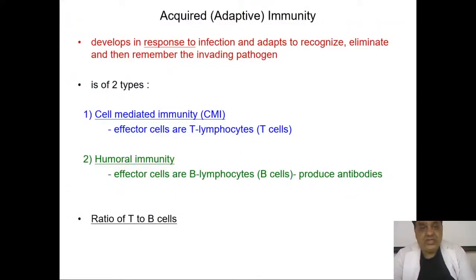Now we come to adaptive immunity. Adaptive or acquired immunity develops in response to infection and adapts to recognize, eliminate, and then remember the invading pathogen. It is of two types. CMI, cell-mediated immunity, is by the T cells; the effectors working here are the T lymphocytes. These are the alpha beta T cells, obviously, as I have described, compared to gamma delta, which are part of the innate system. And in humoral immunity, the effector cells are the B lymphocytes, and here it's the B2 cell. The B1 cell was part of the innate immunity. In general, the ratio of T cells to B cells in the body is 3:1.